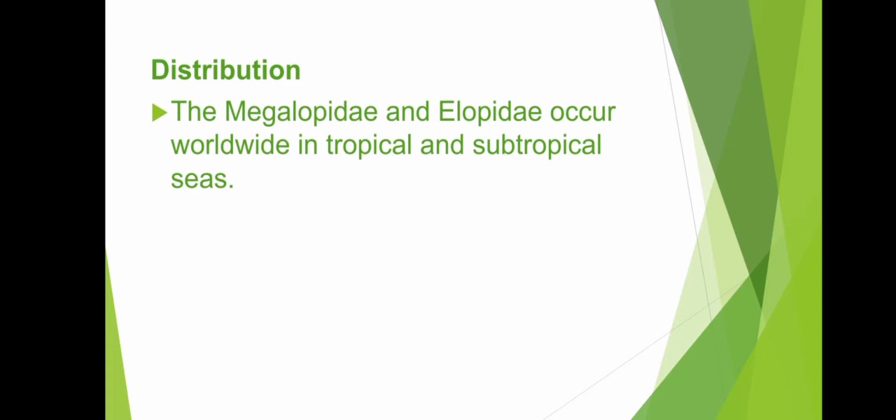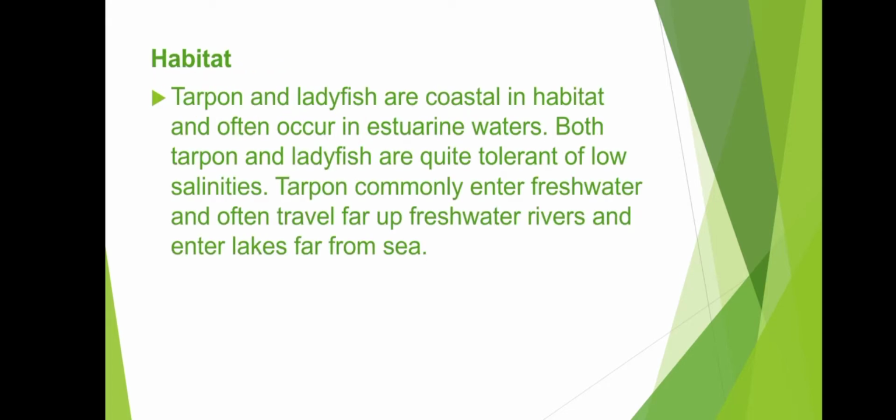Distribution. The Megalopidae and the Elopidae occur worldwide in tropical and subtropical seas. Habitat. Tarpon and ladyfish are coastal in habitat and often occur in estuarine waters. Both tarpon and ladyfish are quite tolerant of low salinities. Tarpon commonly enter freshwater and often travel far up freshwater rivers and enter lakes far from the sea.